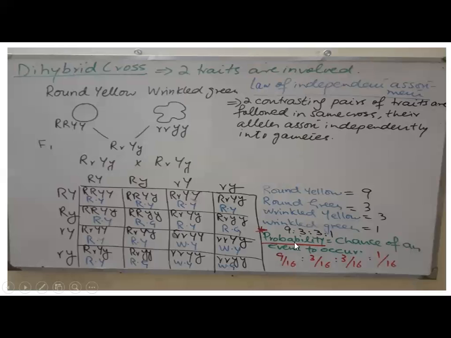It is the probability, the chance of an event to occur: 9 by 16, 3 by 16, 3 by 16, 1 by 16. This is the law of independent assortment. Two contrasting pairs of traits, one the seed color and the other the seed shape, are followed in the same cross. In the same cross, their alleles assort independently. They separate independently, one in each gamete. Alleles separate into the gametes. This is called the law of independent assortment.